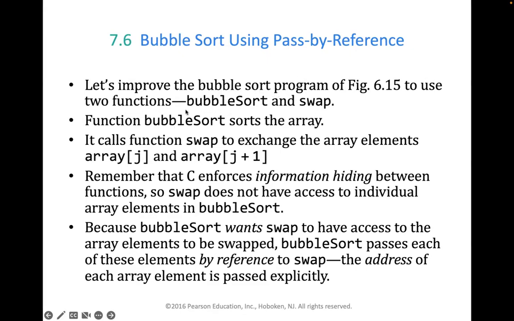We will use these two functions, bubble sort and swap. The bubble sort function sorts the array, and the swap function changes the order of the elements. It changes the array elements array[j] and array[j+1].